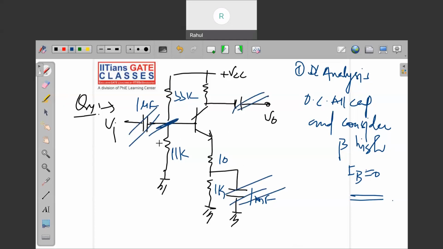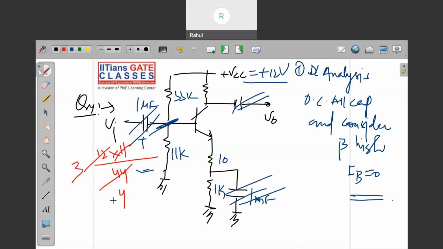So what shall be the voltage at this point? VCC is given as plus 12 volt. IC is not given, which means you have to find IC. So 12 into 11 upon 44, so this will be 4 and this 3. So this is 3 volt, and minus my 0.7, this guy comes down. So this is 2.3 here.